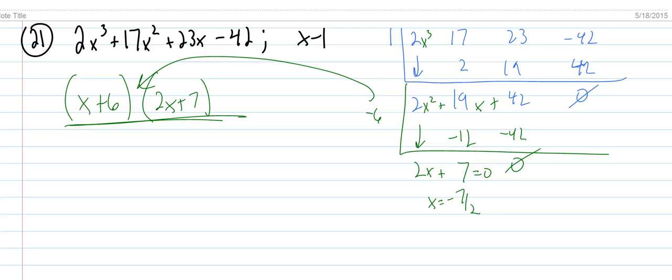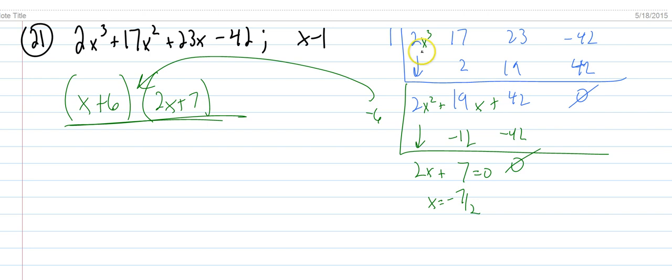So this is problem number 21 from page 823. You're given a polynomial expression and you're told that x minus 1 is a factor of that, and you're asked to find the remaining factors. So since it's x minus 1, we can use synthetic division, put positive 1 on the outside, run it through with those coefficients. We do get a 0 at the end, which confirms that it is in fact a factor.